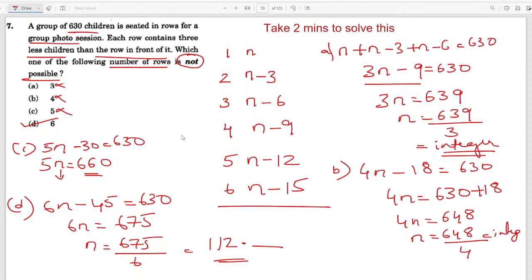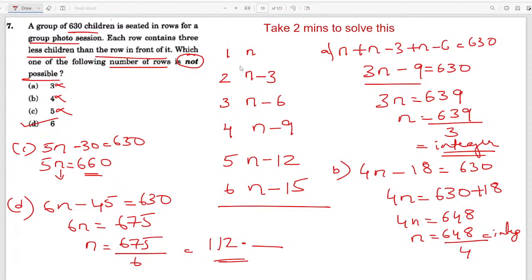See, what you have to do is whenever they give you the data here, you have to write it as an equation. For example, in this, I have taken the number of students in the first row as n, in the second row n minus 3, and in the third row n minus 6. What they have given is each row contains 3 less children than the row in front of it. So let the first row be n, the second row would be n minus 3, the third row would be n minus 6.